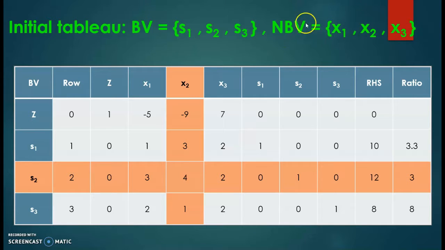Since this is a maximum problem, we'll choose the most negative variable, X2, as the entering variable. Then, we will calculate the ratio to find the leaving variable. The ratio of S1 is 3.3, S2 is 3, S3 is 8. S2 is chosen as the leaving variable because it has the smallest ratio. Then, we have to change the intersection between the entering variable and the leaving variable to become 1, while the others become 0.